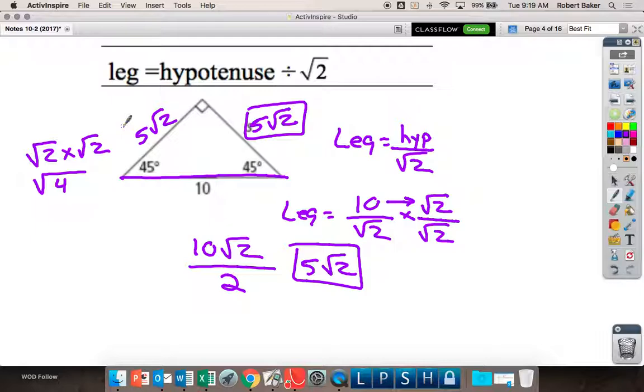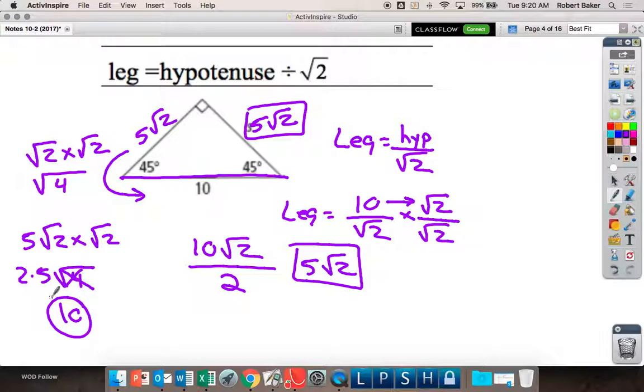If you want to verify that your answer is correct, is 5 square roots of 2 times the square root of 2, that's going from the leg to the hypotenuse this way, is that 10? Well, 5 times 1 is 5. 2 times 2 is 4. What is the square root of 4? 2. 2 times 5 is 10. It works. There's a lot of mental shortcuts you can take here.